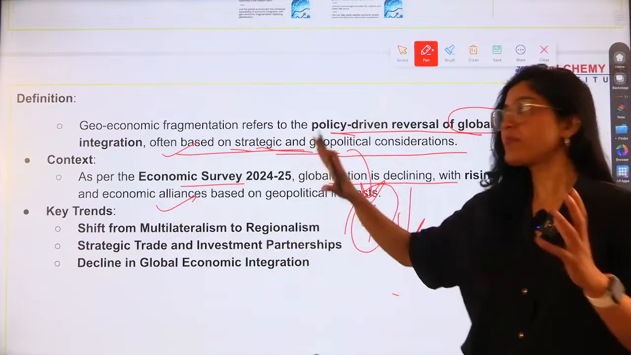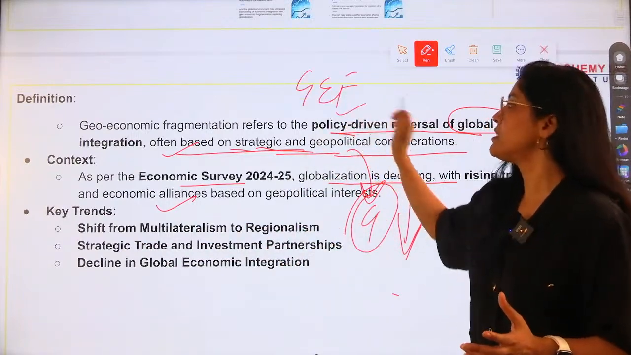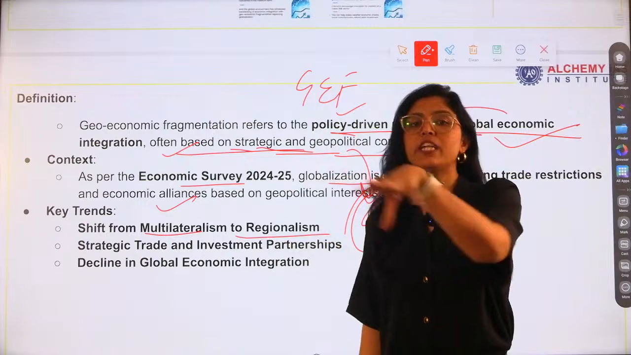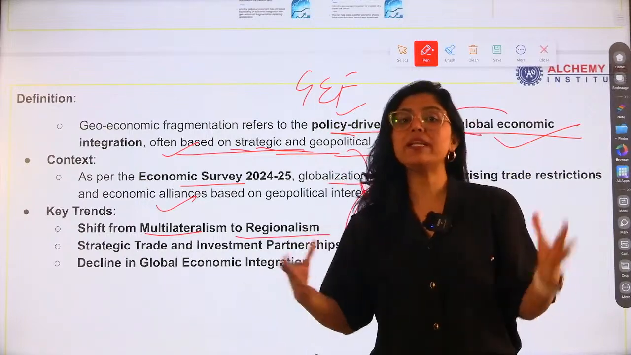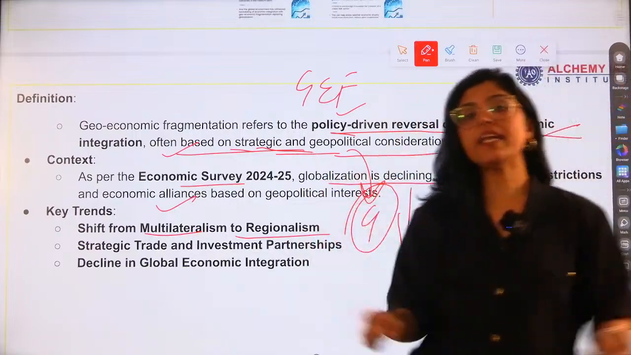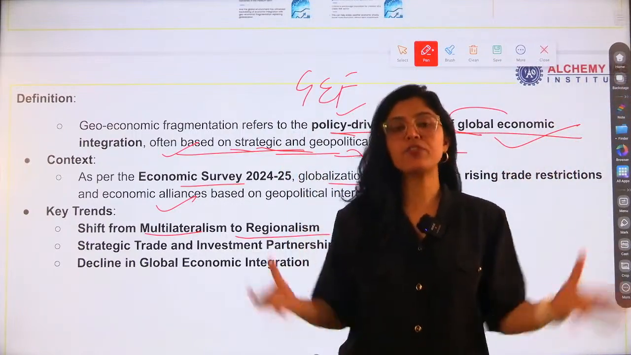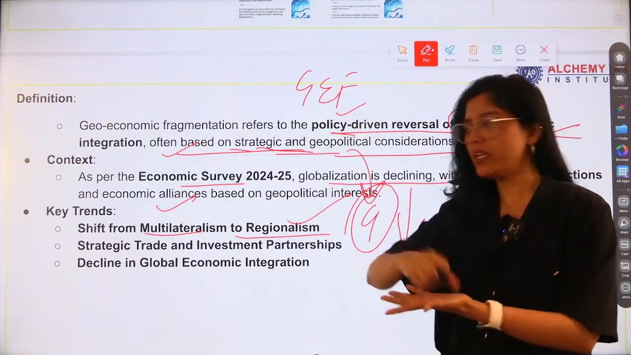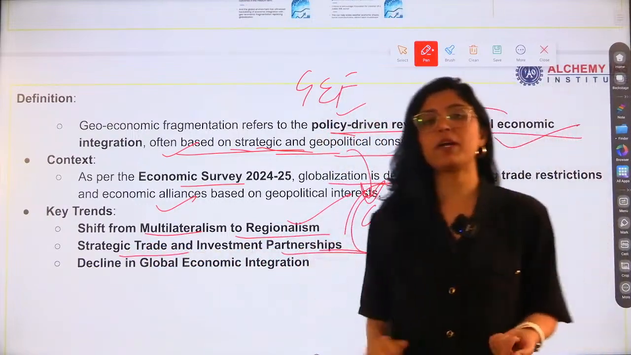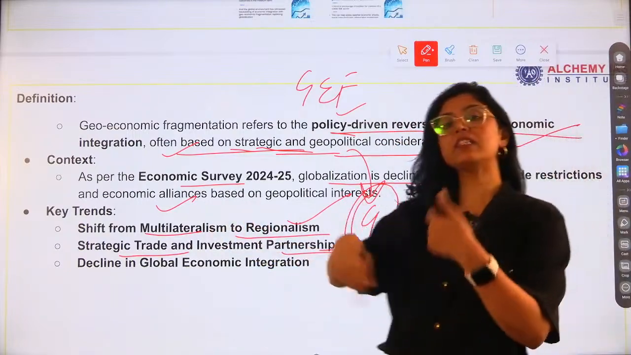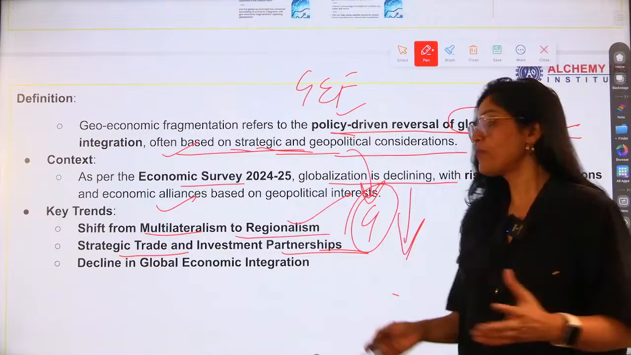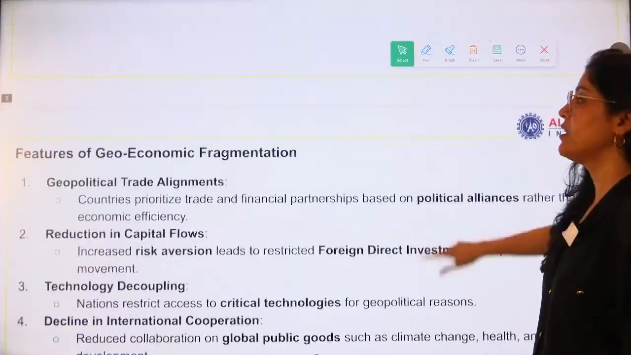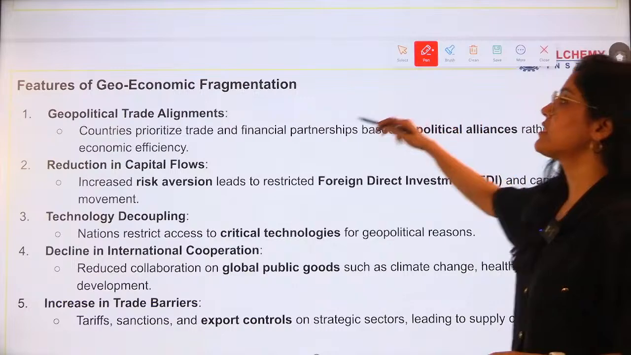So what are the key trends? What is happening in GEF? First is the shift from multilateralism to regionalism. Fragments in different parts will be there. Multilateralism integrates different economies, different countries, on one platform. Now regionalism is dividing, right? It is only limited to certain regions. Second is strategic trade and investment partnerships. So this is also the trend. Next is the decline in global economic integration. Direct impact is happening, so there is a decline in global integration.